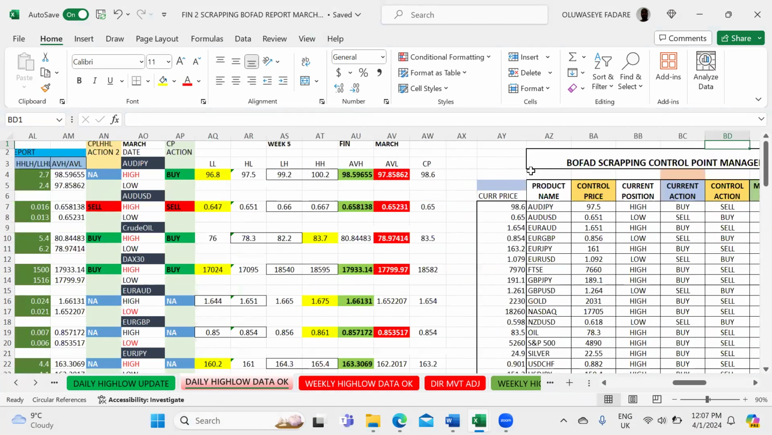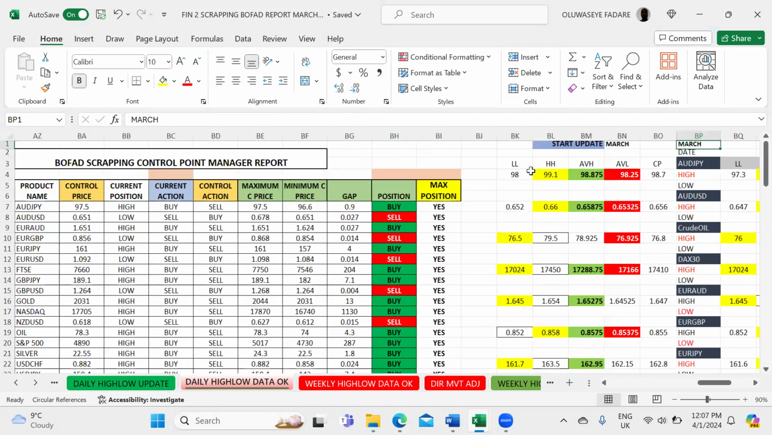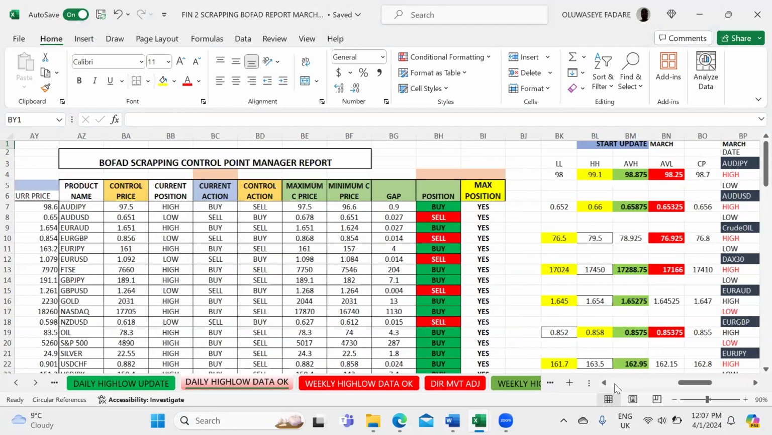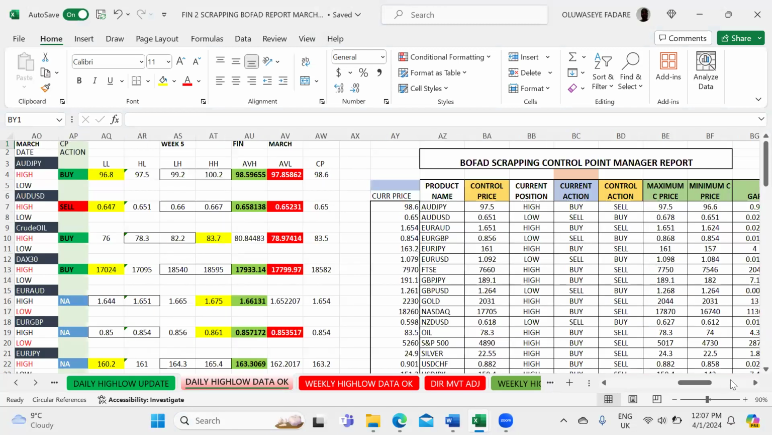Yeah, so those are the information. So this information would help us.